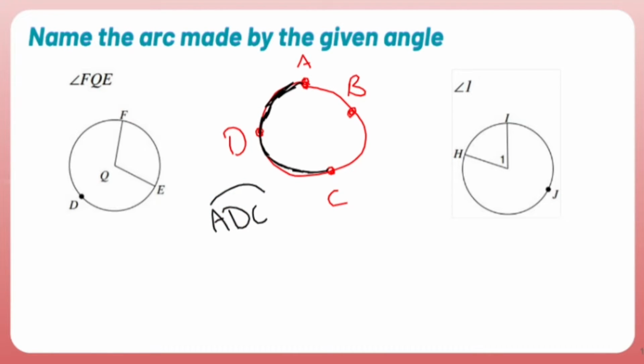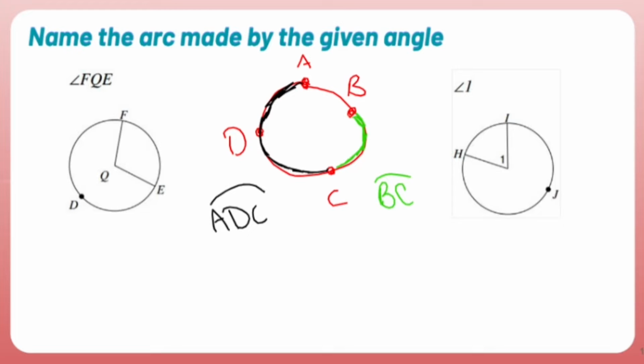If I wanted just this one, which is called a minor arc because it only involves two dots, I would call that arc BC or arc CB. By calling this arc BC, I know that I'm going right from B to C and I'm not taking this long way around. So that's how you can name the arcs.